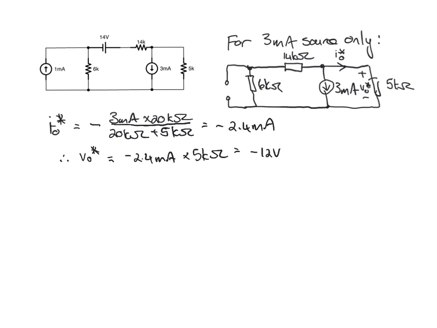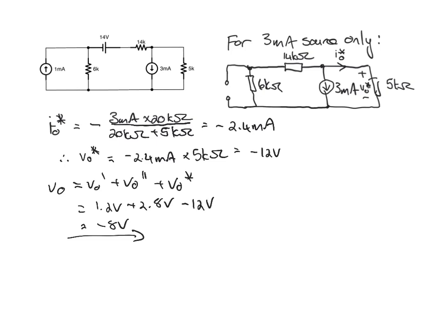So finally we can work out VO, because VO is equal to VO dashed plus VO double dashed plus VO star, and that is equal to 1.2 volts plus 2.8 volts minus 12 volts, and that is equal to minus 8 volts. So what that means is that the VO is actually in the other direction to the direction in which we defined it.